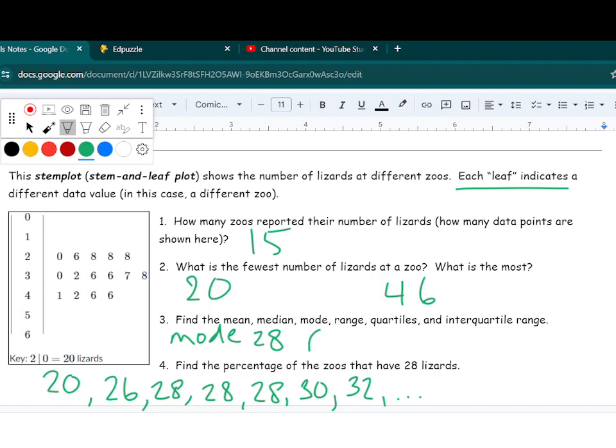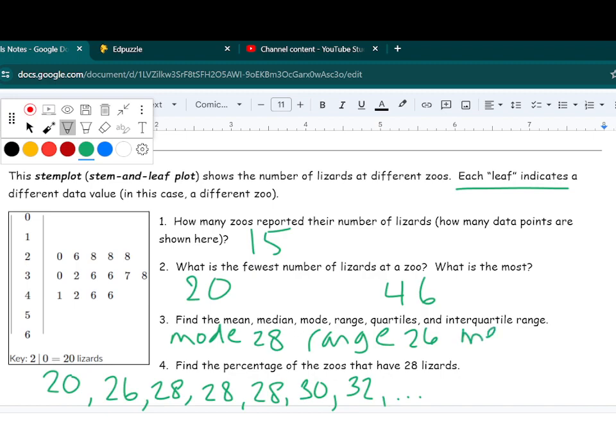And range, again, is also easy, because that's just the largest value, which was 46 that we found earlier, minus the smallest value, which was the 20 that we found earlier. So our range is 26. And then for mean, median, and the quartiles, I'd recommend using your calculator if you have that available to you. It's just going to be easier and faster, and you're less likely to make mistakes that way.